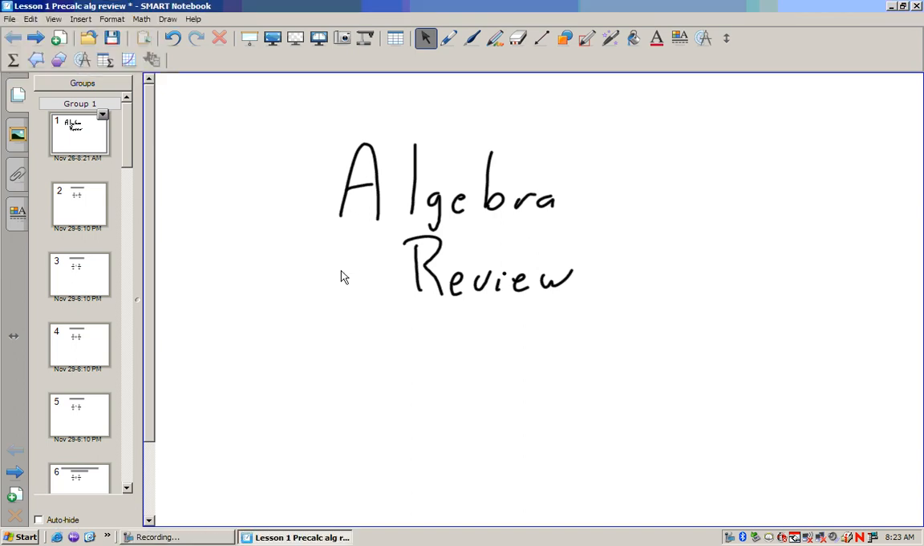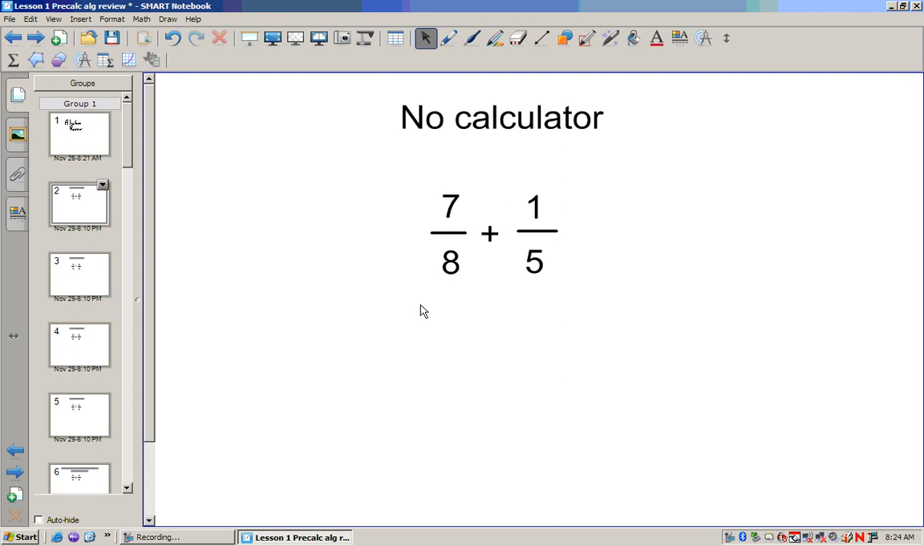We're going to start this chapter out with a little review on algebra, but really it's learning how to multiply, divide, order of operations, all the stuff you learned in Algebra 1, and even before that, we're going to explore today. We'll start with adding fractions.